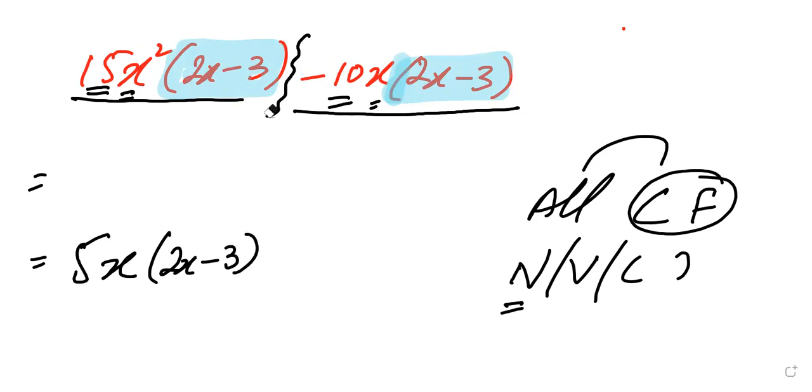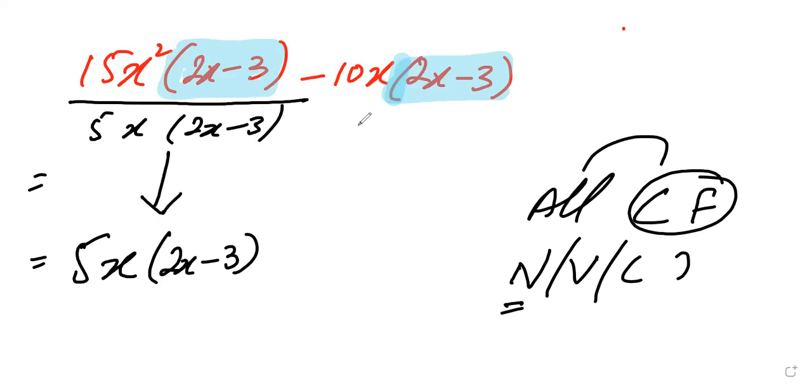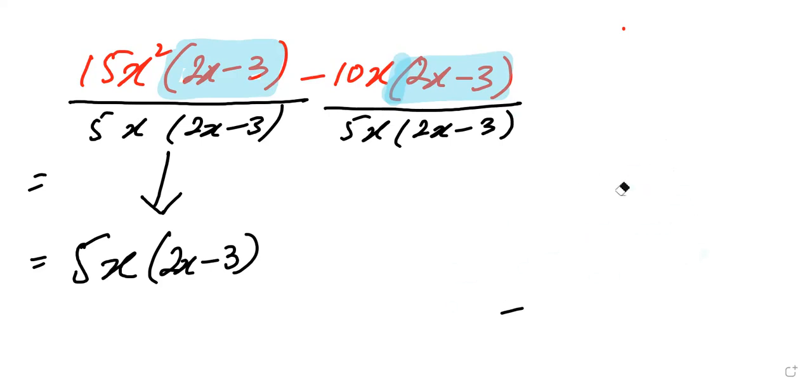Look here, this common factor, we divide with both the terms. This is my first term. This common factor is 5x and 2x minus 3. It divides the first term, and it also divides the second term. So this common factor divides both the terms. That's why we call it all common factor: it divides both the terms.